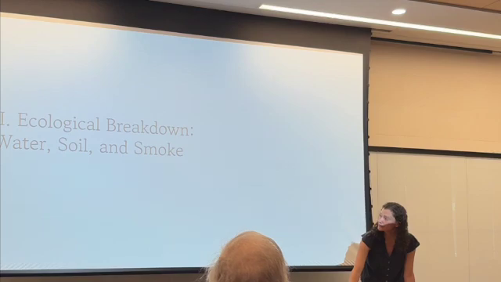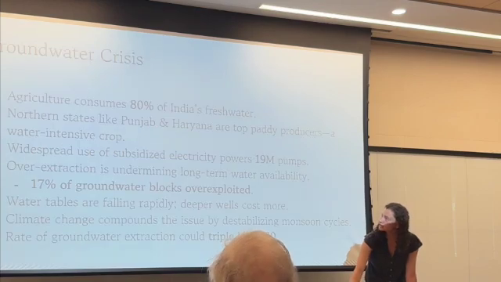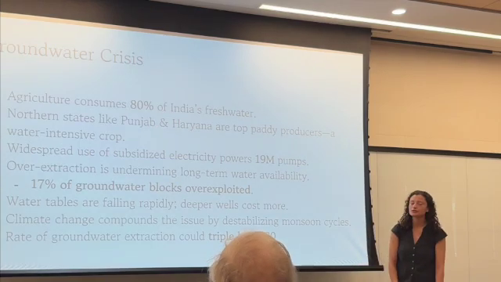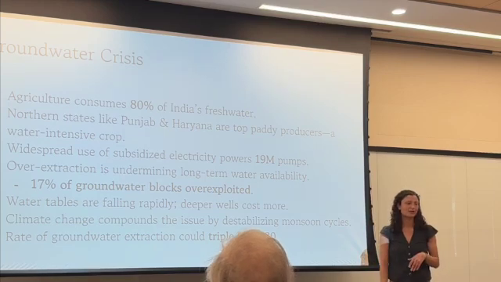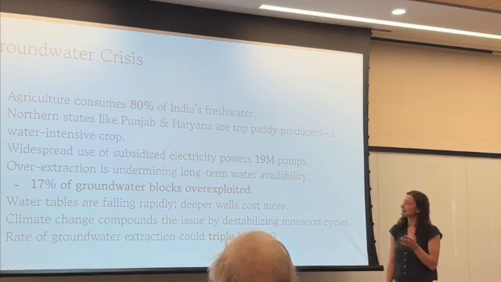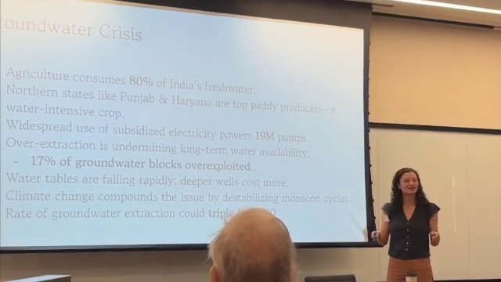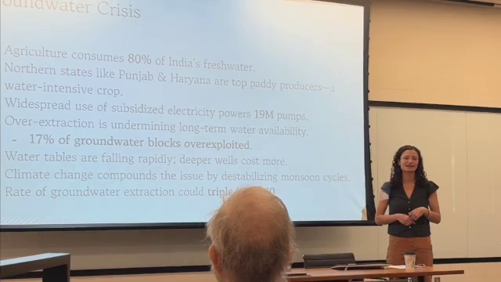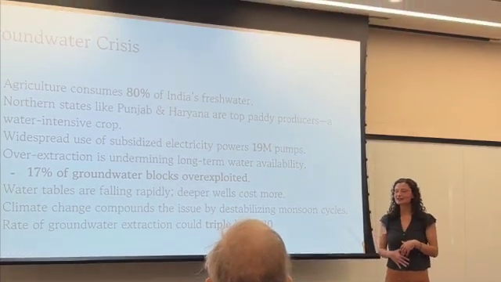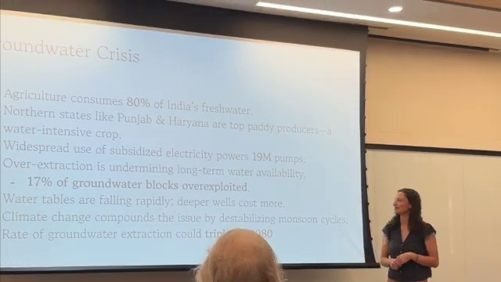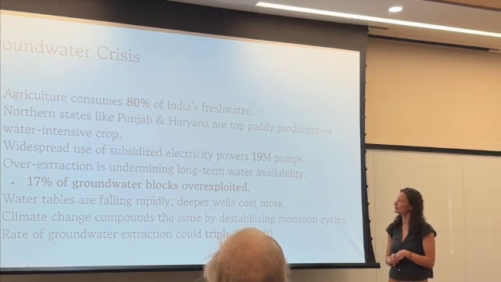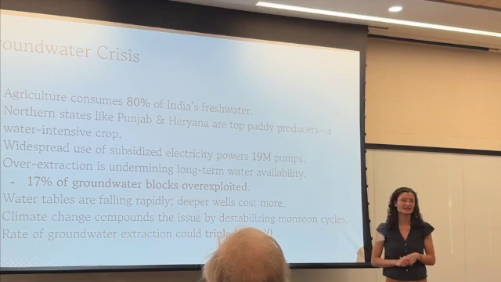One I'm going to focus on specifically is the loss of groundwater. As you can see, agriculture consumes an overwhelming amount of fresh water in India, at least 80%. And specifically, the north that I focused on throughout my thesis is an area that is extremely exploitative of groundwater. There are over 19 million pumps that are used through subsidized electricity in northern India.